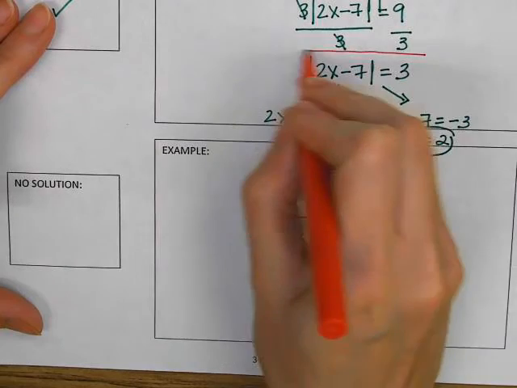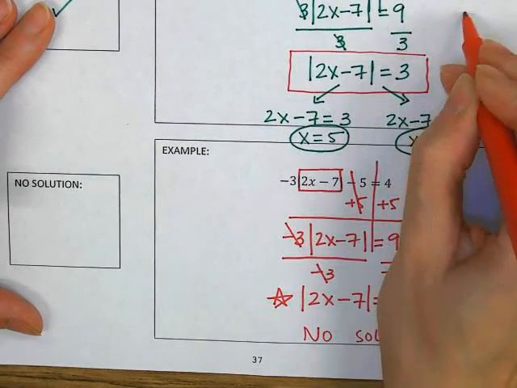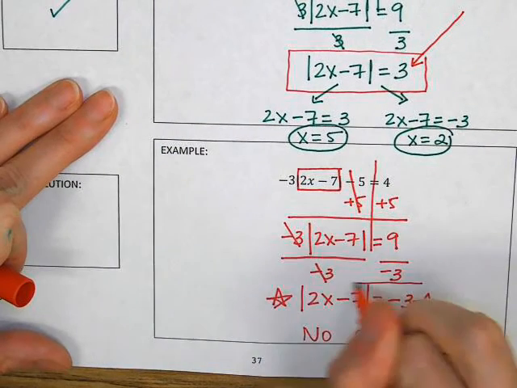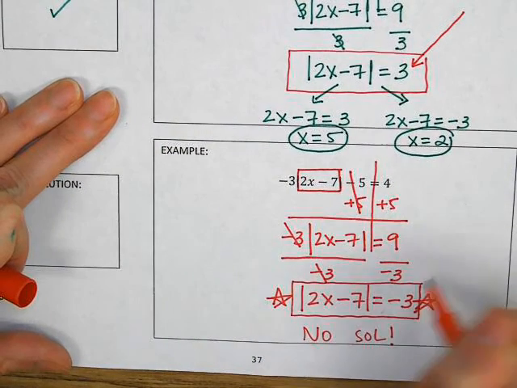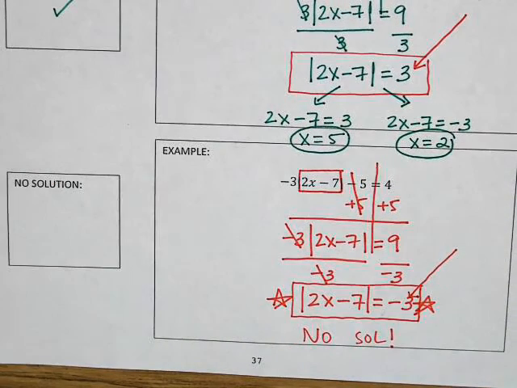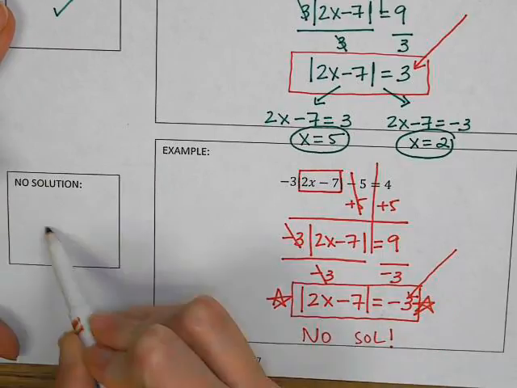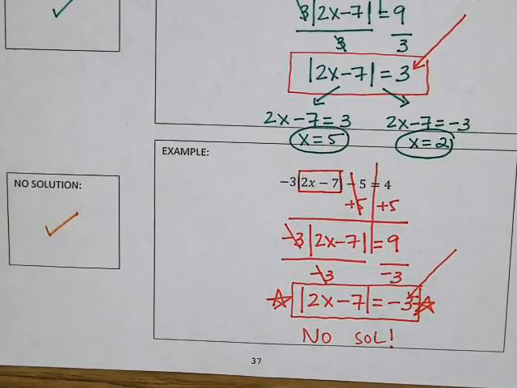When we isolated here, it was equal to a positive number, so we were able to move on. But when we isolated here and it was set equal to a negative number, that's when you stop and say no solution. And the reason why, remember yesterday we said the absolute value of anything is always positive. So there's no way that an absolute value can equal a negative number, so it's no solution. Okay, so that's what we're going to practice today.